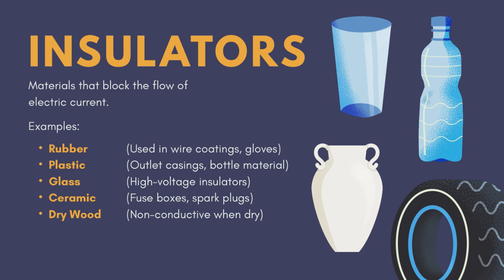The key point to remember is that insulators are materials that do not conduct electricity when dry. Some common examples include rubber, plastic, glass, ceramic, and dry wood. These materials effectively block the flow of electric current, making them vital for protecting us and maintaining safe electrical environments. So, whenever you're working with or designing electrical systems, choosing the right insulator is critical to ensure safety and proper function.